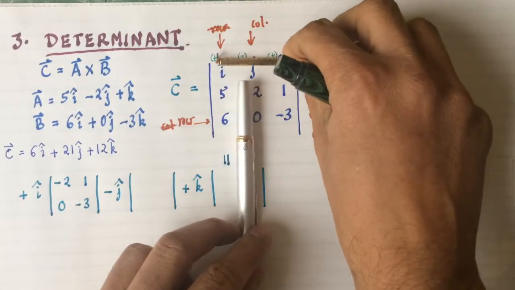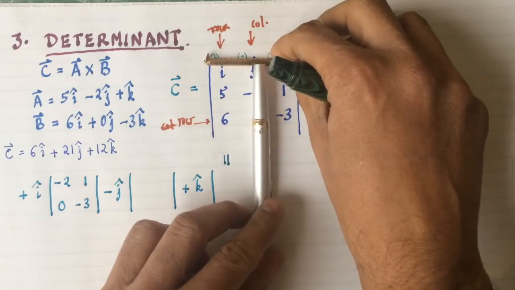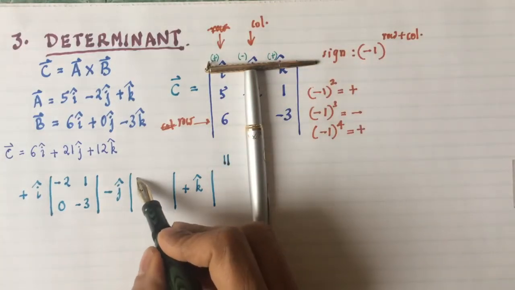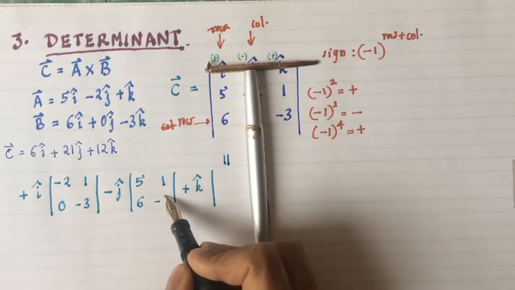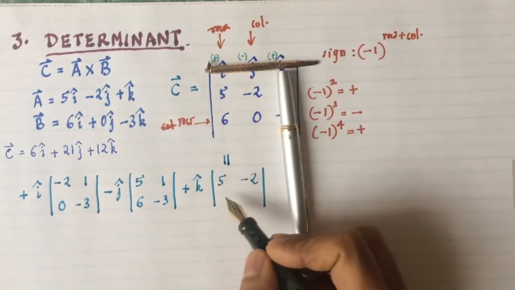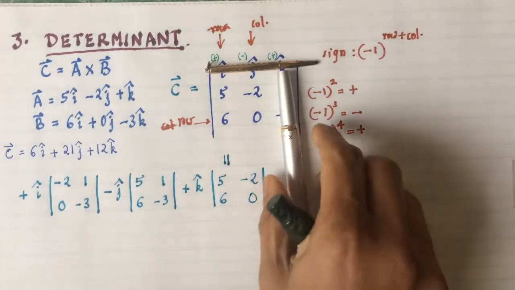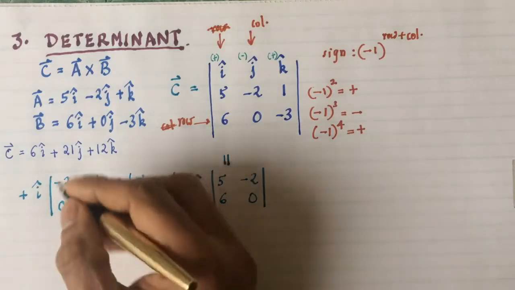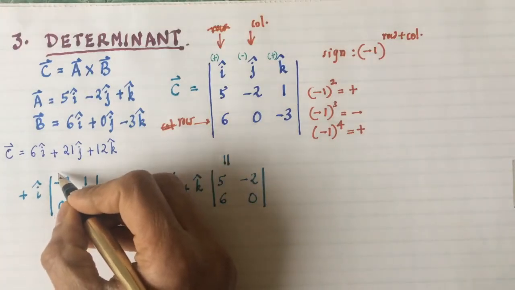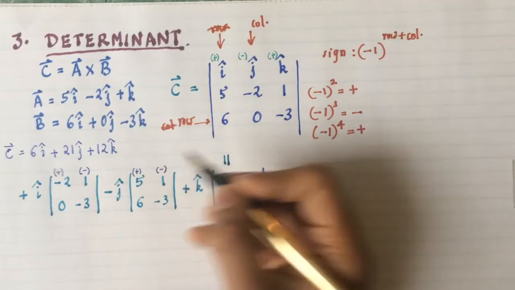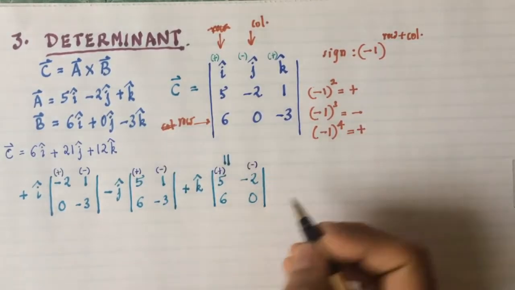Now when you do j hat, you play the same game. Think of j hat as the rook, so that kills everything except 5, 1, 6, and minus 3. The last one is k hat, so that's going to be 5, negative 2, 6, and 0. Now here you can play the same game of assigning signs to each of the elements. That's going to be negative 1 to the power 1 plus 1, or plus, and that's going to be minus. Same way here, plus, minus, and then you're going to expand it further.